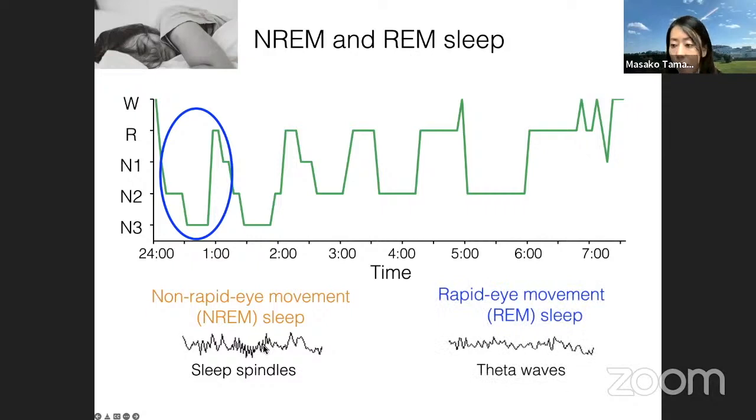And this figure shows an example EEG wave during REM sleep. As the name indicates, rapid eye movements occur during REM sleep, and EEG waves are desynchronized. And importantly, REM sleep usually follows non-REM sleep in the normal sleep-wake cycle in human sleep.